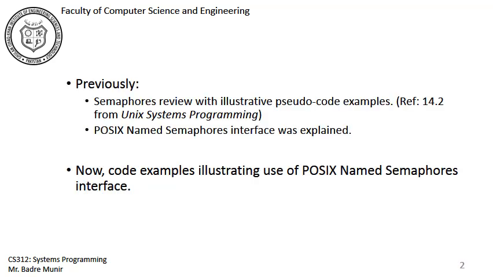So previously we have gone through a review of semaphores. In doing so, we also looked at some pseudocode examples, and our discussion was based on section 14.2 of the book Unix Systems Programming. And then afterwards we moved towards understanding how semaphores are available in POSIX conforming operating systems. Our focus is on Linux. So after going through an introduction to that interface, the name of the functions, and how to use them, we will now see an actual example.